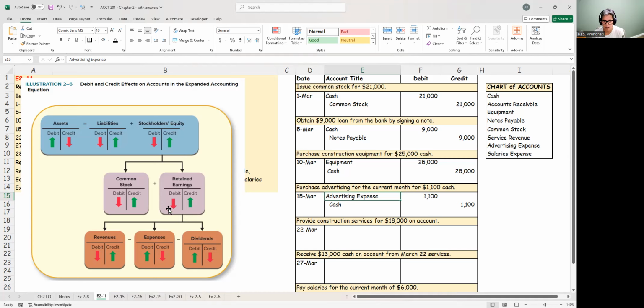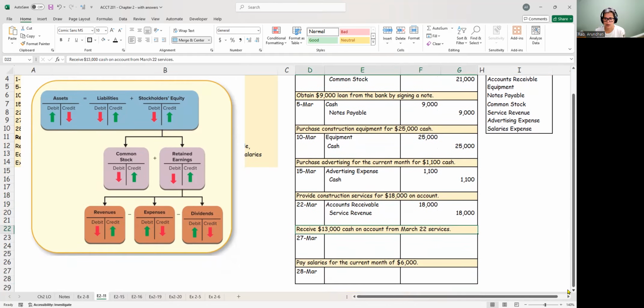My accounting equation is in balance. The assets increase because accounts receivable, I had zero balance prior to this, it's gone up. And on this side, revenues increase, which means retained earnings increase, which means owner's equity increase. Now let's move on to the next transaction.